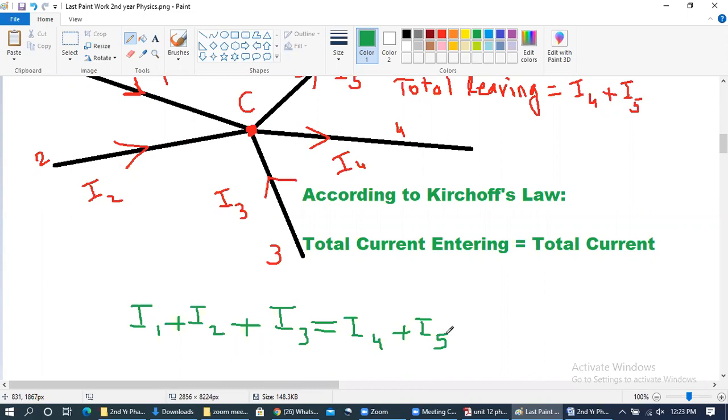Anyway, it depends on the situation, how many wires have been connected and what their names are. But you have to remember that the total current entering must be equal to the total current leaving the system. This is the rule.